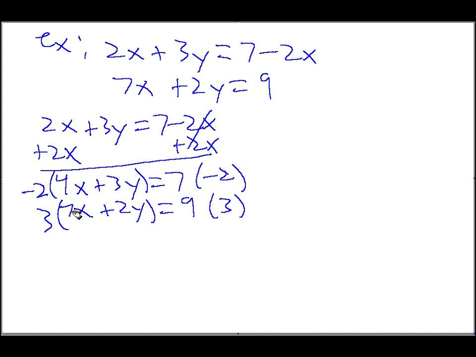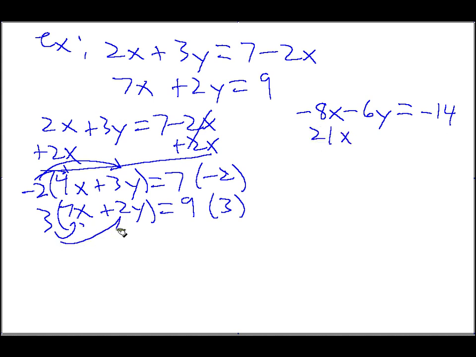So what does this become? Well, negative 2 times 4x is negative 8x. And negative 2 times 3y will be negative 6y, which is what I want. And that's equal to 7 times negative 2, that's just negative 14. Here, 3 times 7x, that's 21x. And 3 times 2y, that's 6y, which is what I want, positive 6y in particular, equal to 9 times 3, 27.